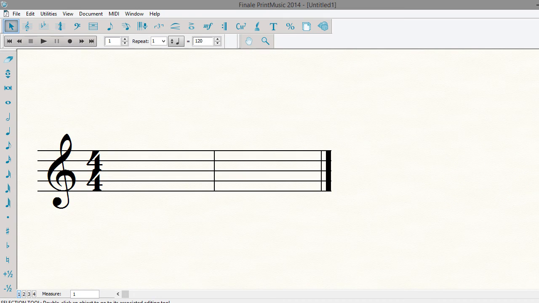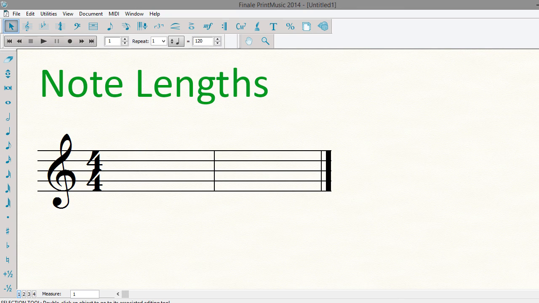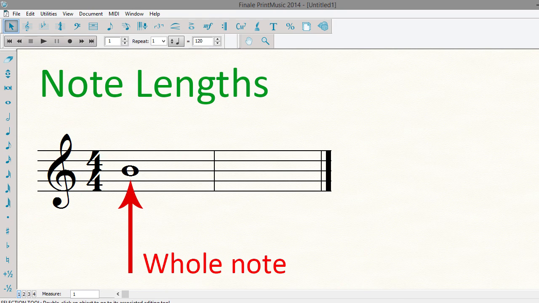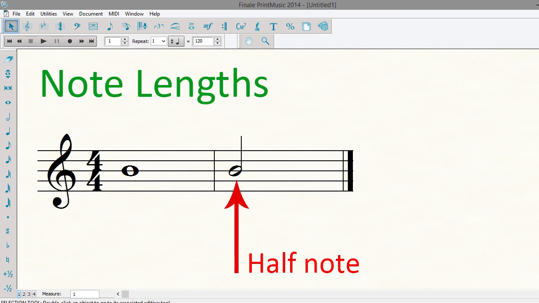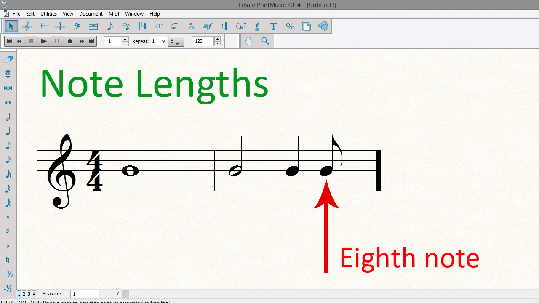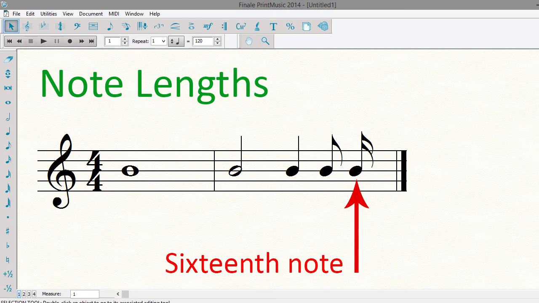Now, in order to figure out what a time signature consists of, firstly you have to know the name of the different note lengths. Now, all the notes are named after their usage in the time signature of common time, or 4/4. Meaning that this is a whole note because it takes up the entirety of the measure. This is a half note because it takes up half the measure. This is a quarter note. This is an eighth note. This is a 16th note, and so on.